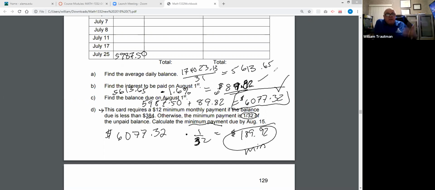Has anybody ever read their statement and it tells you if you keep on making your minimum payment, you will pay this off in 12 years? Stop making your minimum payment, make more. Use your Corona check for it.